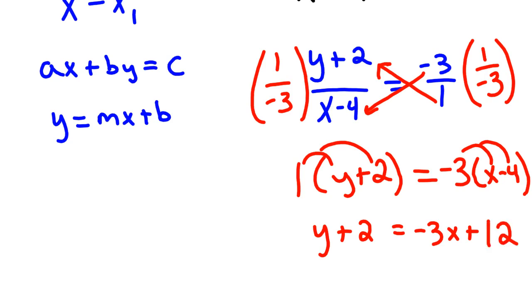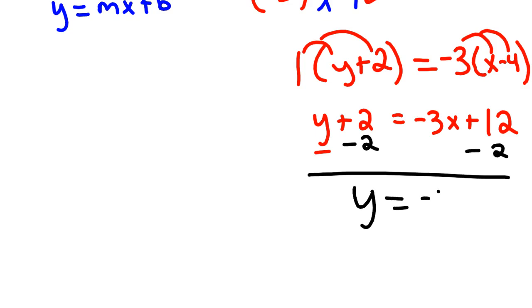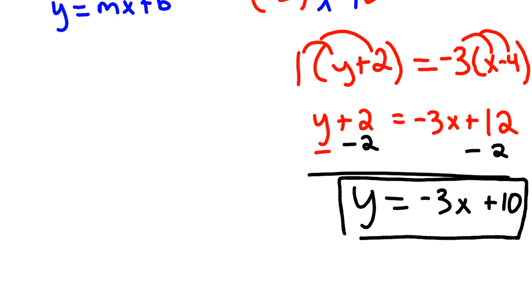Okay. And so the next step is, let's put it in y equals mx plus b first. If you solve this thing for y, you've got one of your forms already. So all you got to do is subtract 2 from both sides. Then that leaves you with y equals negative 3x plus 10. So this is one form. This is slope-intercept form.